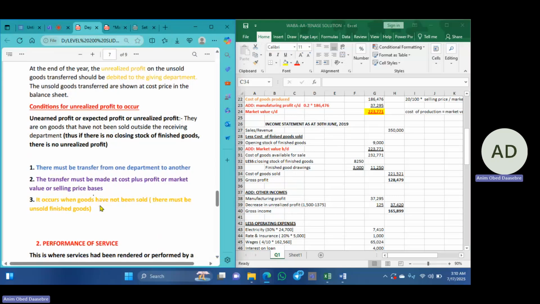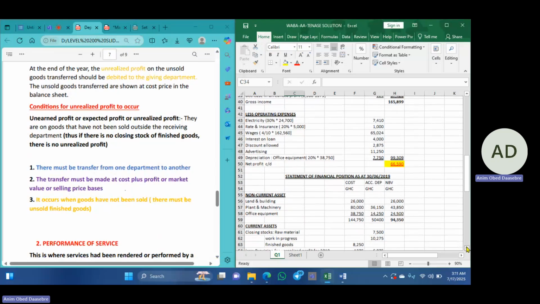Do you get it? So if the two points are met, then of course that means that there are some final products that have not been sold. So that final product that has not been sold, we need to realize. So this will give rise to the finished goods, the closing stock of the finished goods in the store. We are going to use it to compute our unrealized profits. So how then do we calculate unrealized profits?